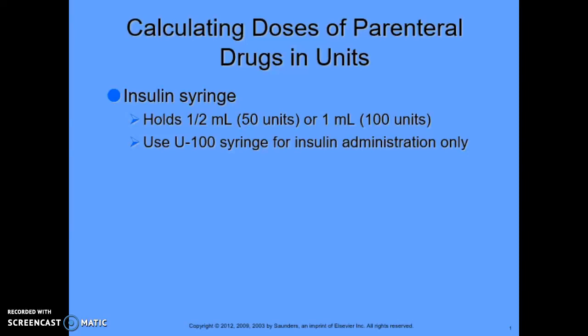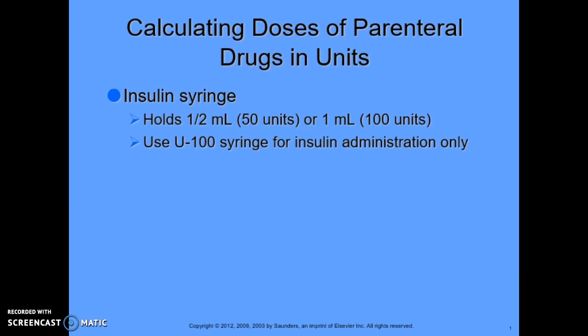Hello, today we're going to look at a few additional things that we haven't really looked closely at in dosage calculations, and then we're just going to look at a little bit of a review for the syringes and volume, etc., for the parenteral route.